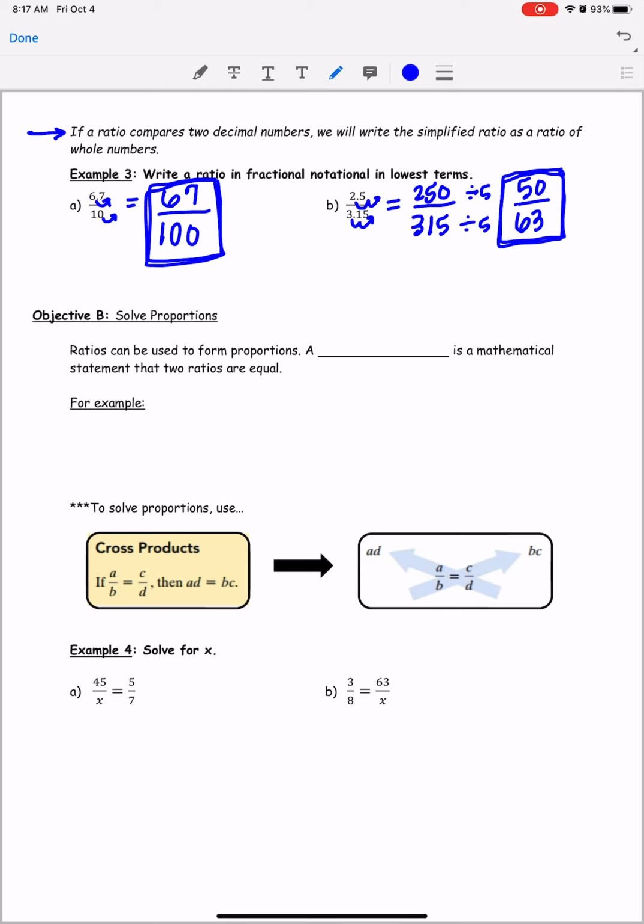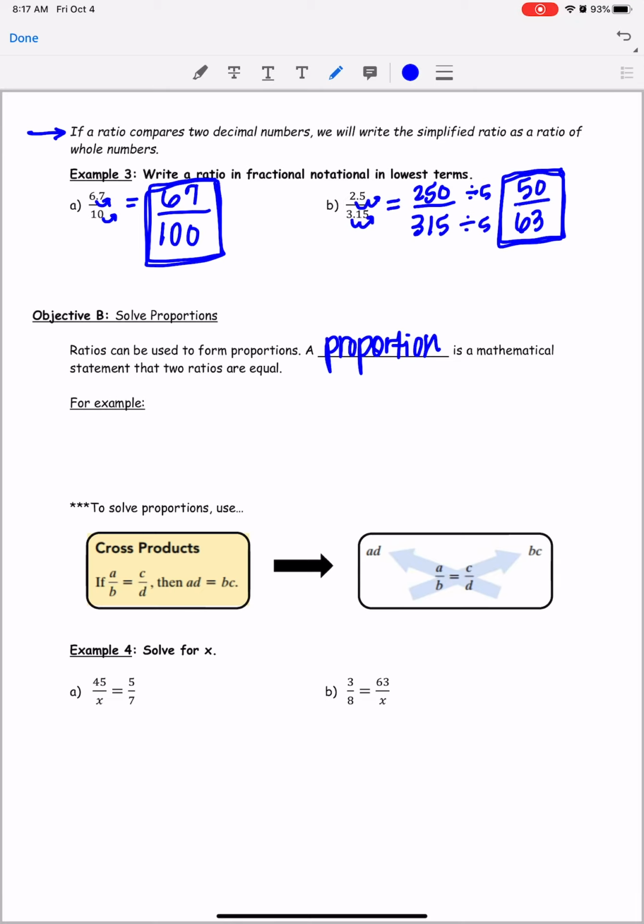All right, so that's our section on ratios. I think the rest of this lesson is going to be over proportions. So objective B, we're going to solve proportions. So our definition here is a proportion. It says ratios can be used to form proportions. A proportion is a mathematical statement that 2 ratios are equal.